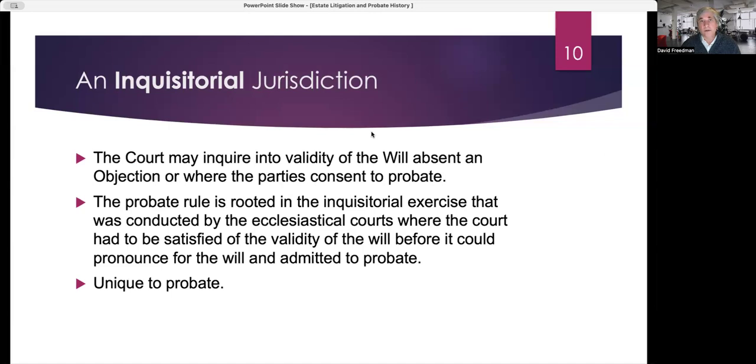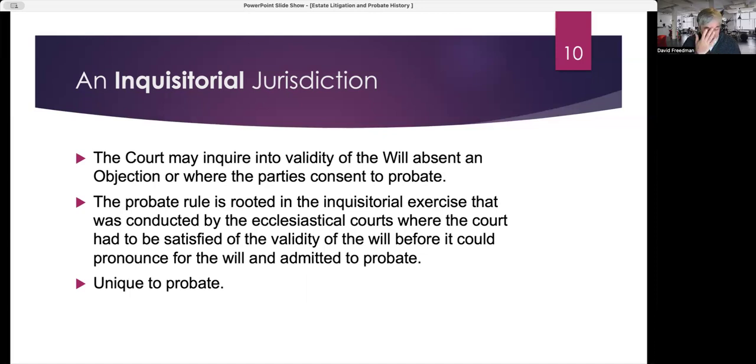So I'd like to talk about the functions of the court, or the jurisdiction of the court. And this is, again, an area where the law does differ, because normally when we think about a court's jurisdiction, we think about the court's normal adjudicative jurisdiction. In matters of probate, the court has a special, unique jurisdiction, and that's an inquisitorial jurisdiction.